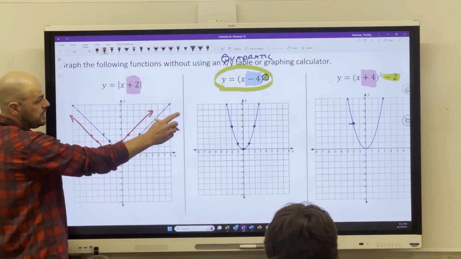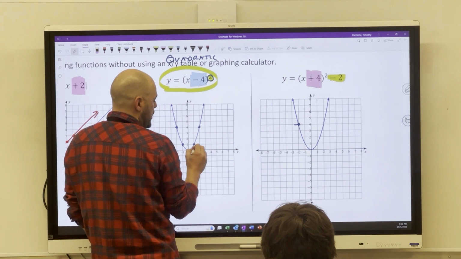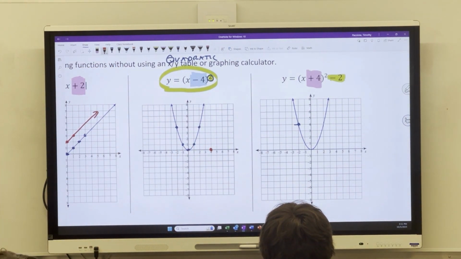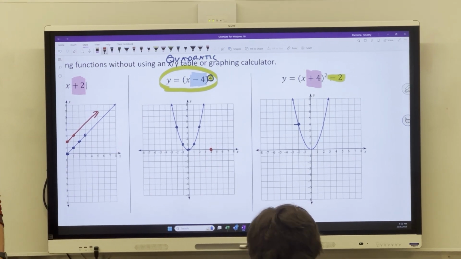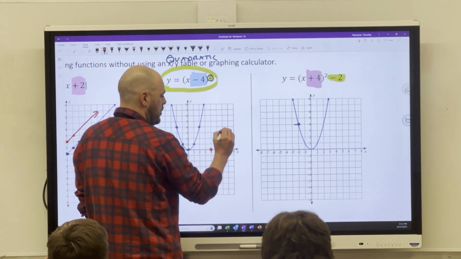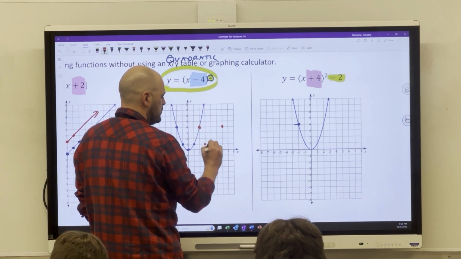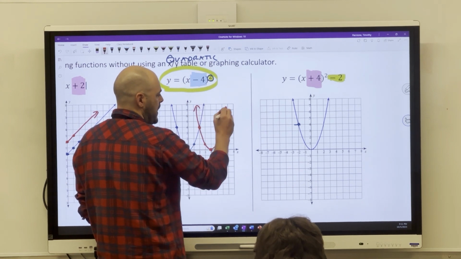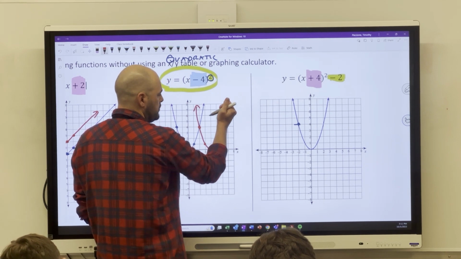This one is telling me, hey, go right 4, right? So I go 1, 2, 3, 4. Now, at this point, you have 2 options. You can take every point and move it right 4, or you can remember the shape of a parabola. Over 1 up 1, over 2 up 4, back 1 up 1, back 2 up 4. And you gotta be careful with that, because I saw some people going up 5 or whatever. You always go back to the vertex and then go 2, 4, okay?